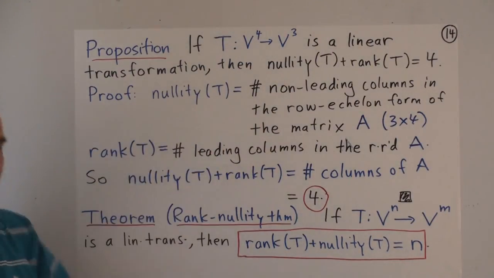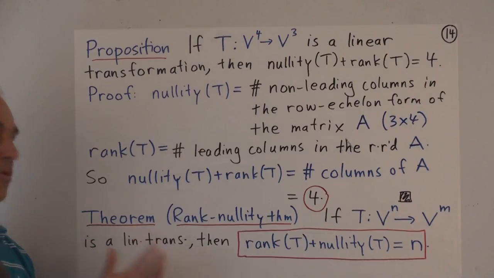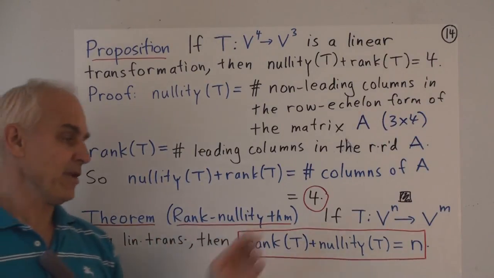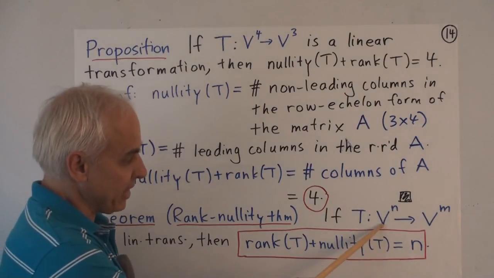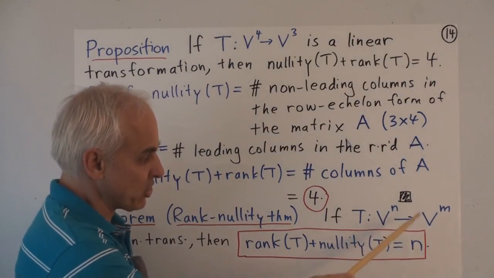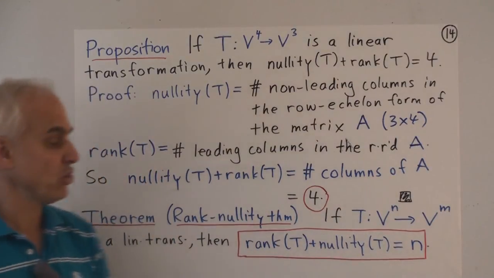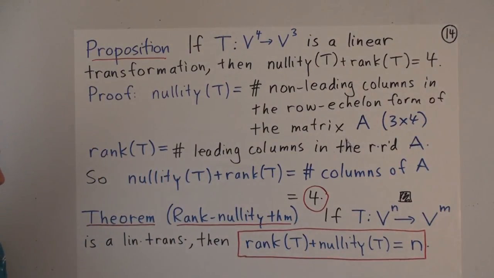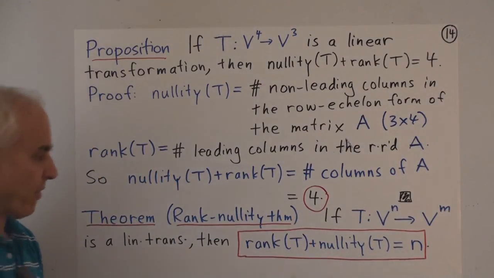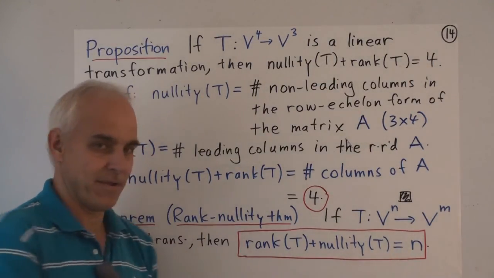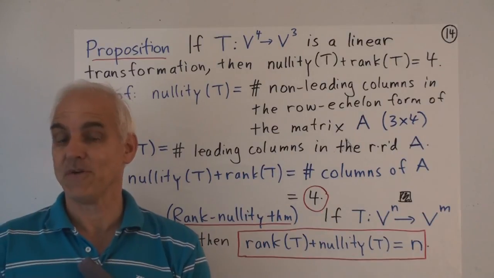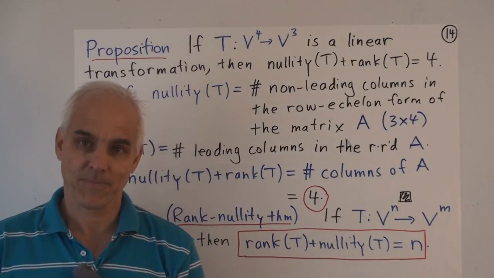The argument is very general, and here is the general theorem, which we call the rank-nullity theorem. If we have T, a linear transformation from n-dimensional space to m-dimensional space, then the rank of T plus the nullity of T equals n, the dimension of the space we're starting with.